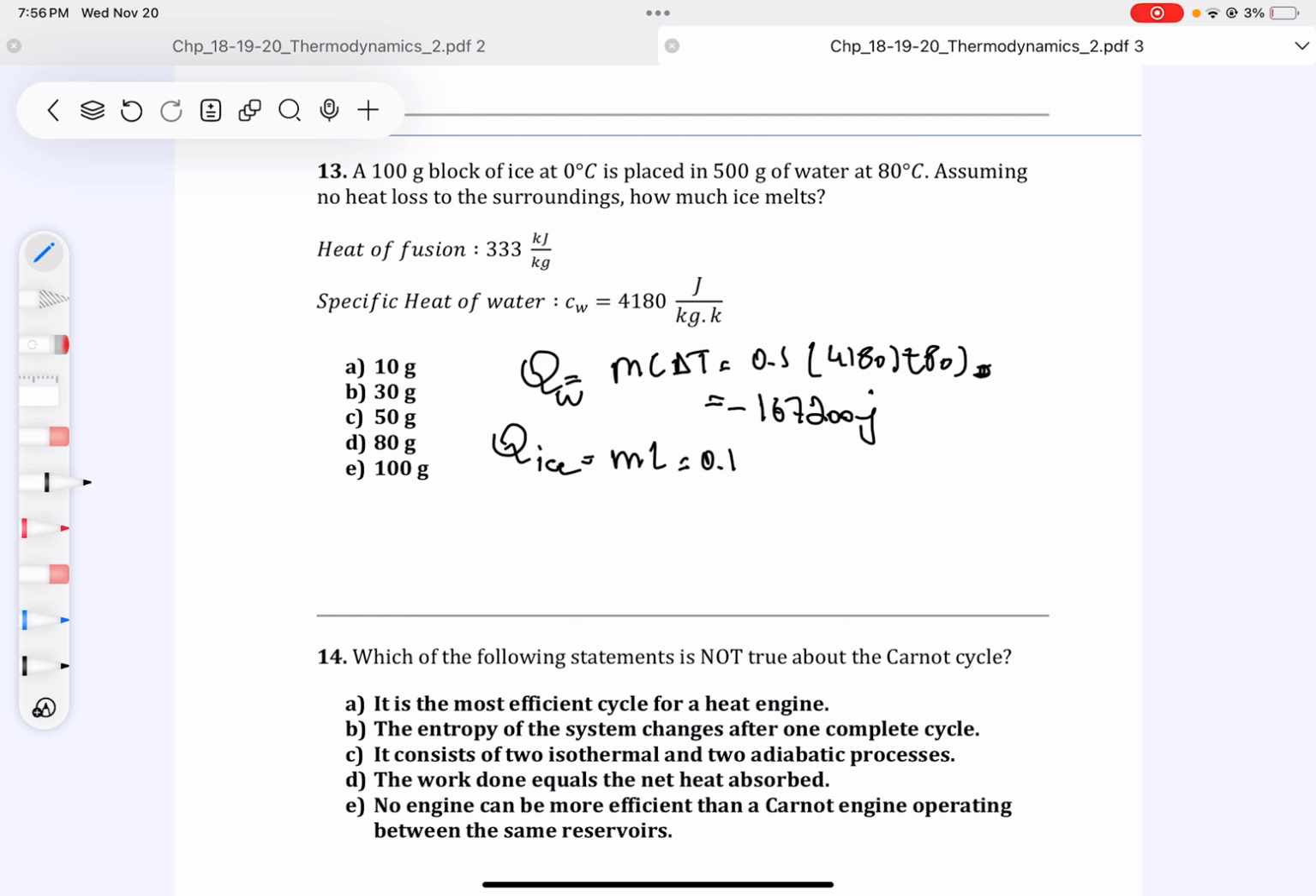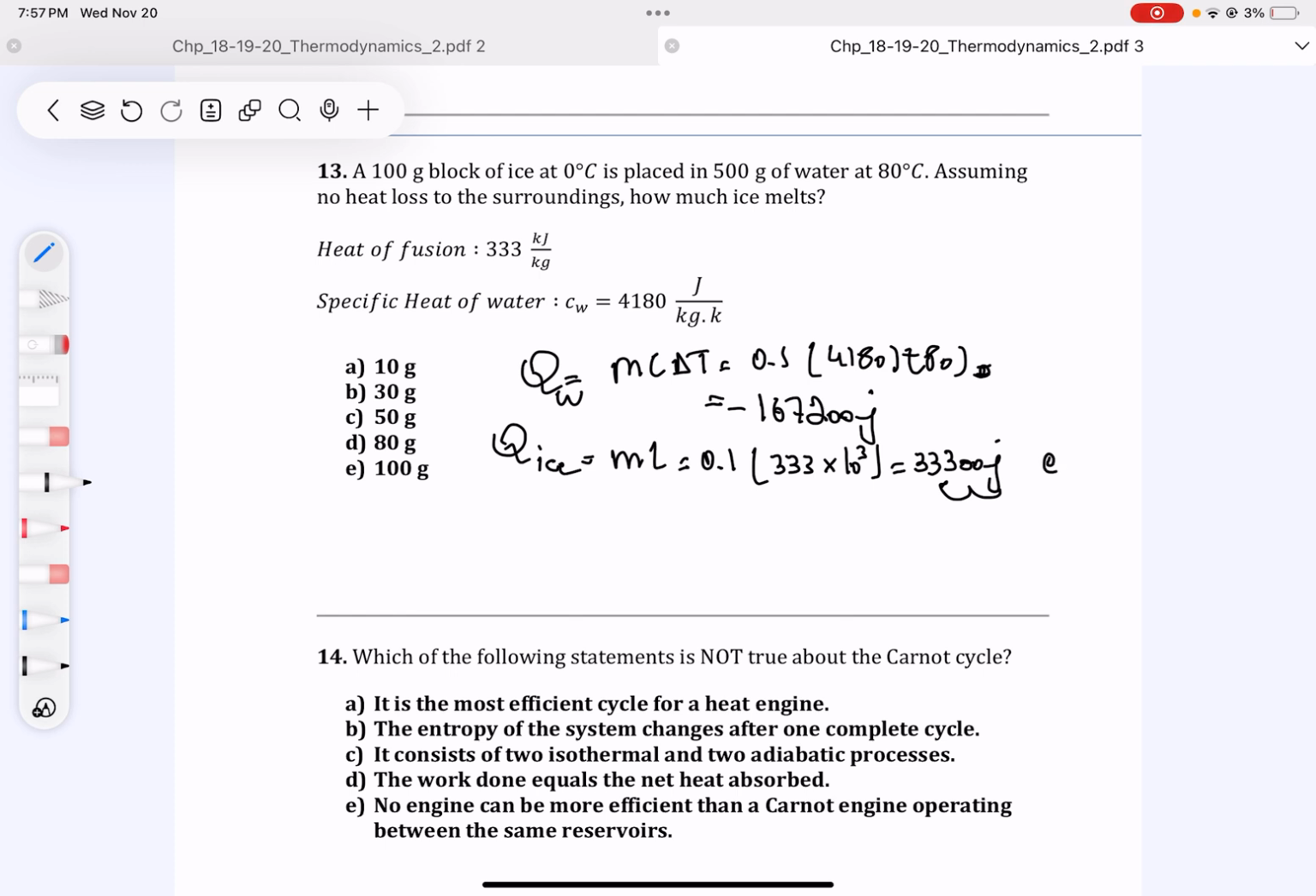M is 0.1 and L is just this number we get, that's 33,300 joules. That's needed for what? To completely melt the ice. Then, because the Q given by the water is greater than the Q needed by the ice, all the ice will melt.